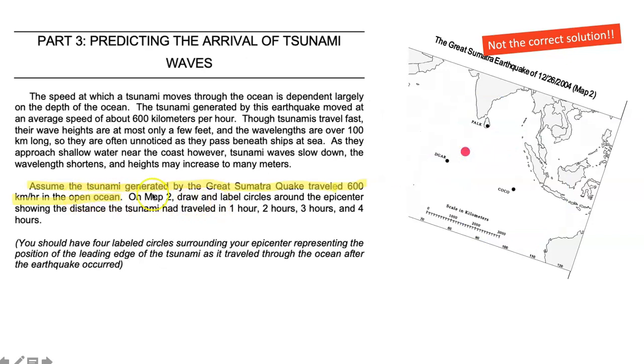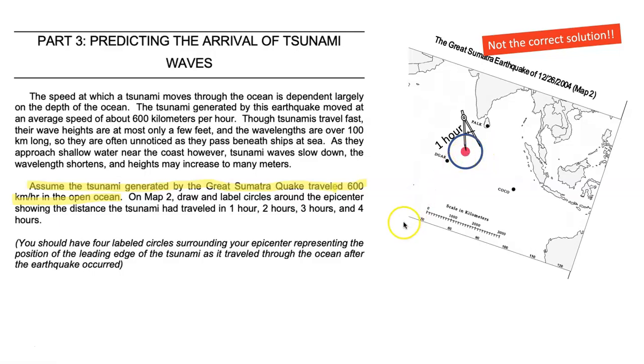Now it tells you here that the tsunami traveled at about 600 kilometers an hour in the open ocean. So we have our scale down here, and this is that epicenter that again is not the real one. We're going to use our compass to measure out 600 kilometers, and then we're going to draw a circle around the epicenter, and we're going to label it 1 hour. So 1 hour after the earthquake, the wave that was generated, the crest of it, is now at this distance because it's traveling at 600 kilometers an hour, and this is 600 kilometers.